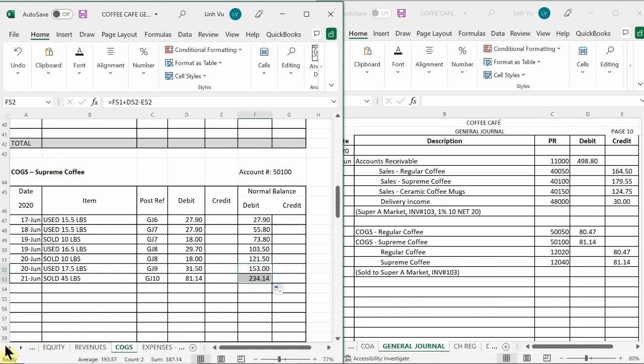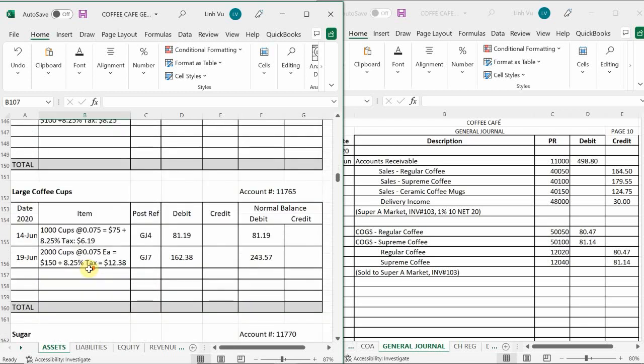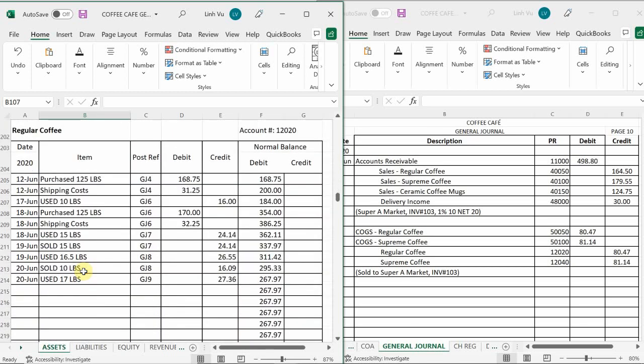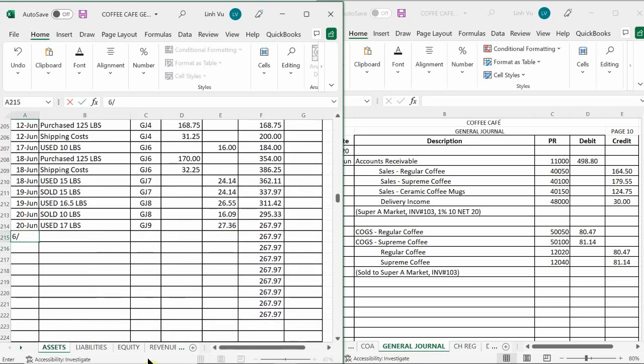Okay. So then now we need to update our inventory because we end up selling our inventory. So therefore we need to subtract out from our inventory. So here we are, we're at regular coffee, right? We sold 50 pounds, which we're going to subtract $80.47. So what should be my ending balance in my regular coffee?